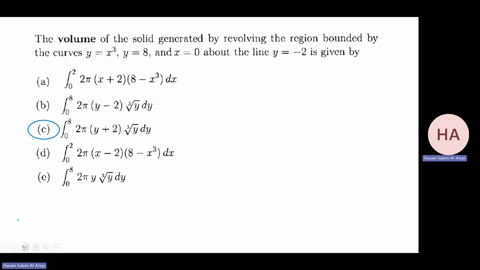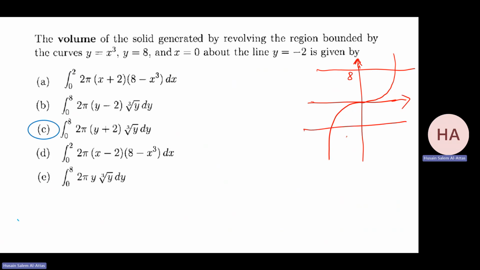The volume of the solid obtained by rotating the region bounded by this curve. So I need to be careful here. This is y equals x cubed. y equals 8. This is 8. x equals 0, the y-axis. I'm talking about this region, about the line y equals minus 2. This is my axis. So I do my line, I want it to be parallel to the axis of revolution. That will be my line.